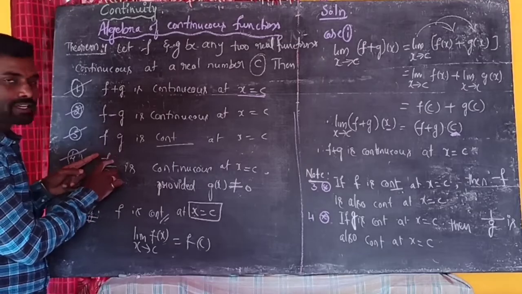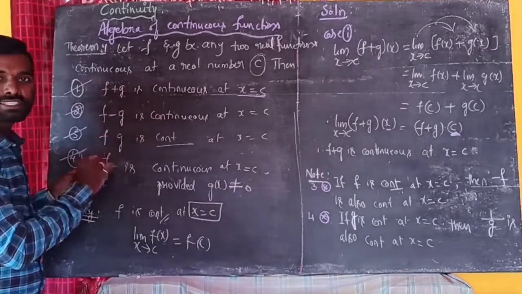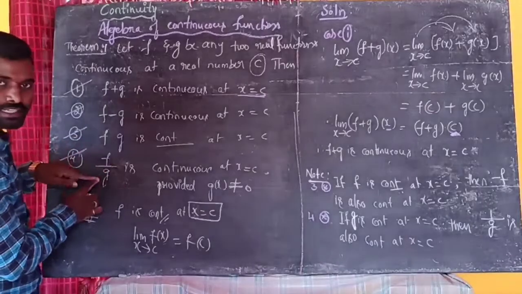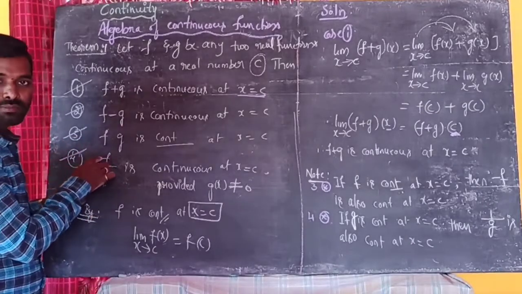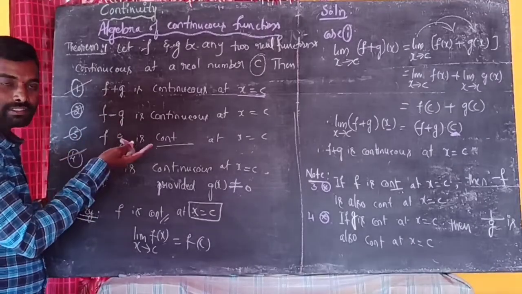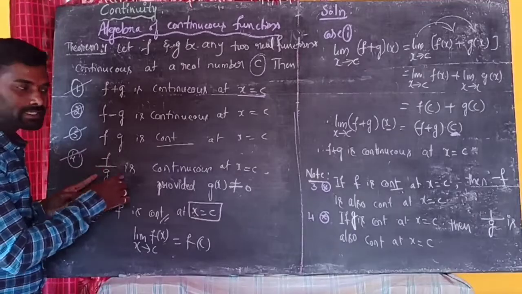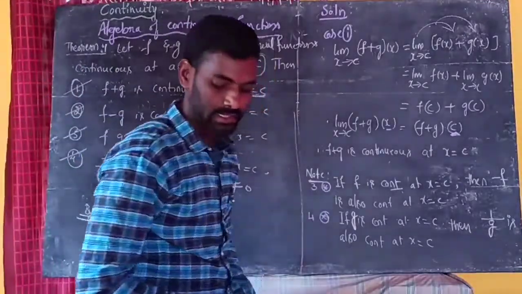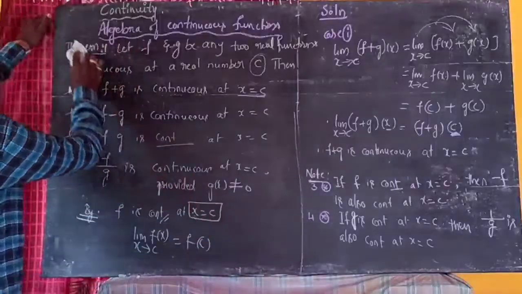Here, in place of f, I will consider one constant function, that is minus 1. If g is continuous, here minus 1 means constant, that is also continuous, then f by g or 1 by g is also continuous. Okay, guys? Right. This is the next note. Next one, guys.